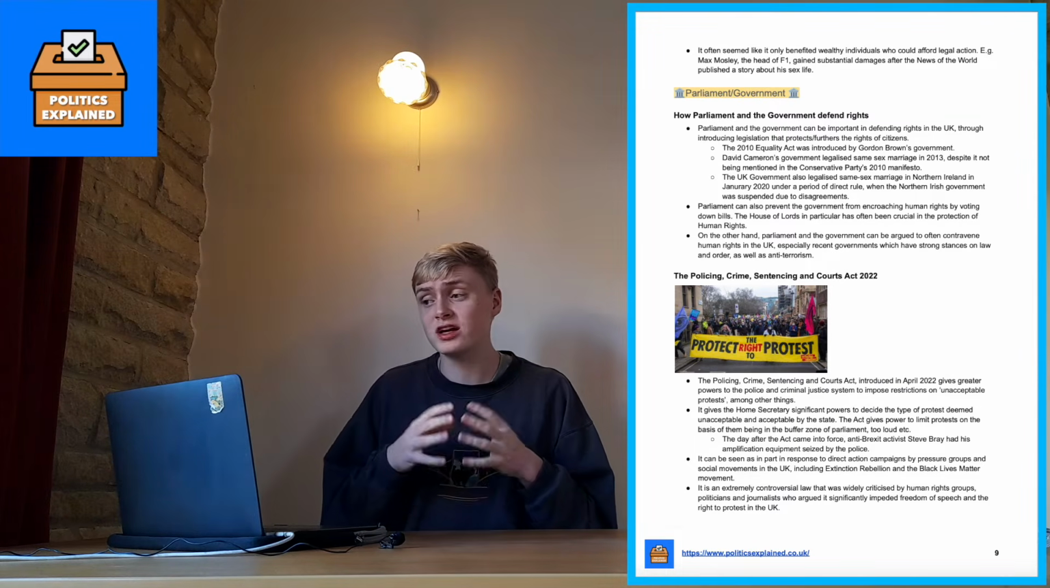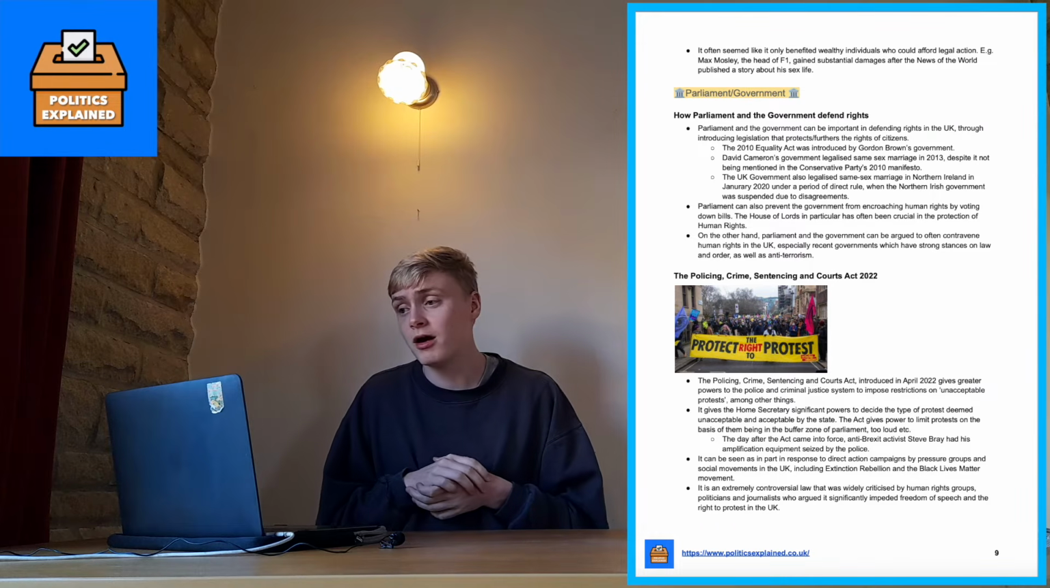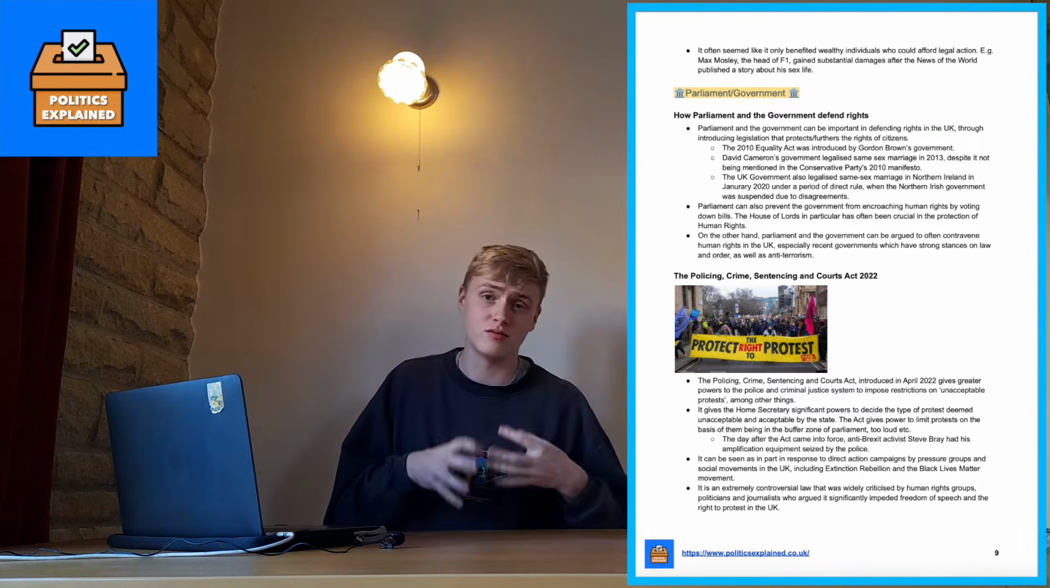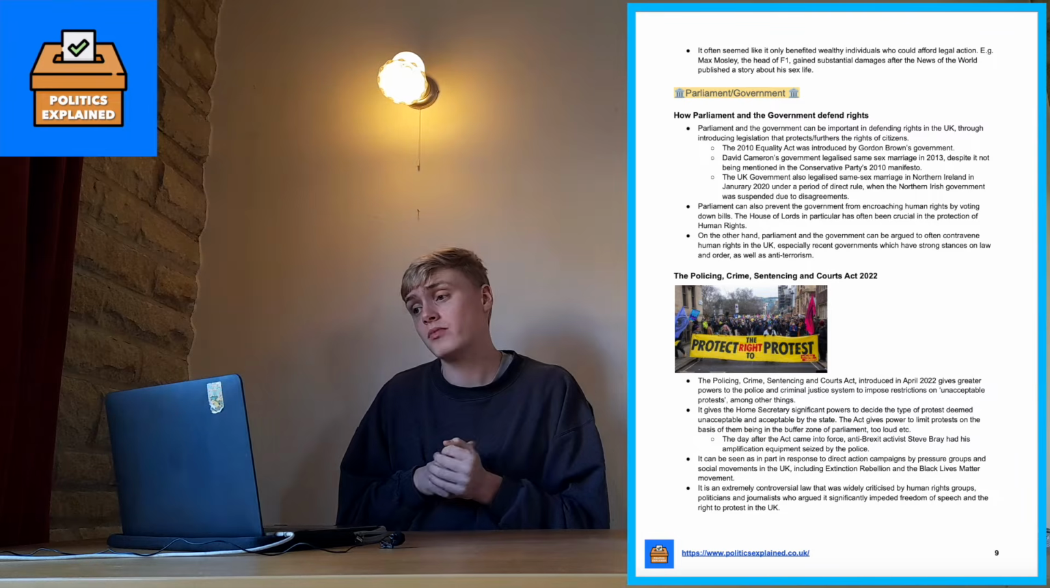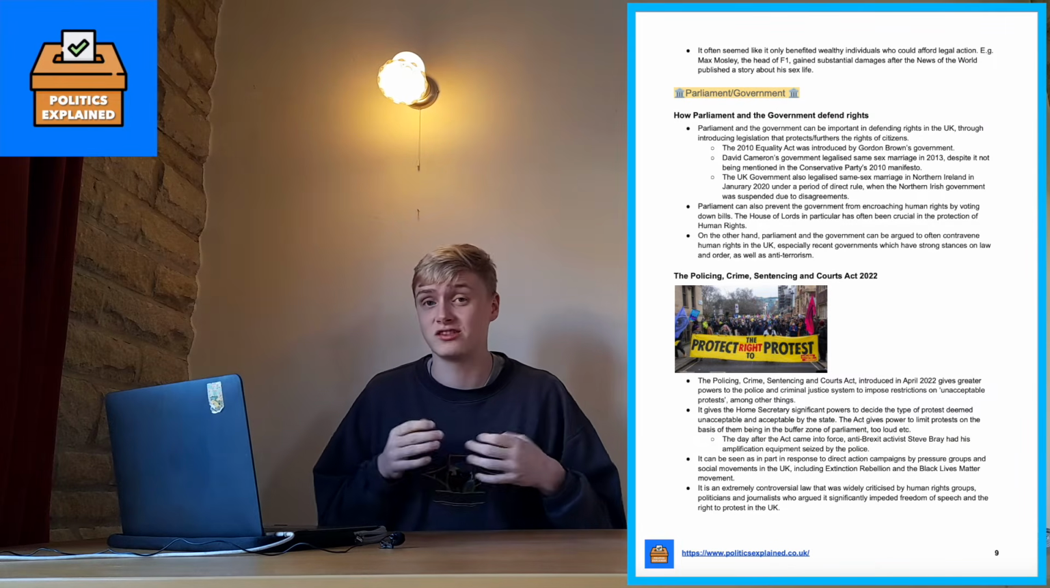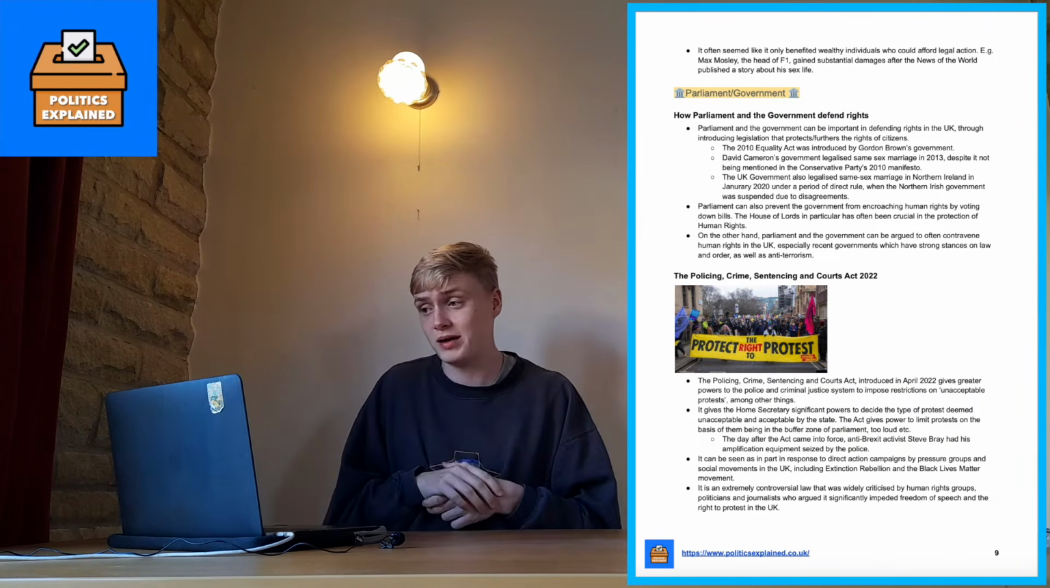Parliament can also prevent the government from encroaching on human rights by voting down bills. That's especially true when the government is a bit weaker, and especially true of the House of Lords, where the government doesn't have a majority due to the number of crossbenchers.